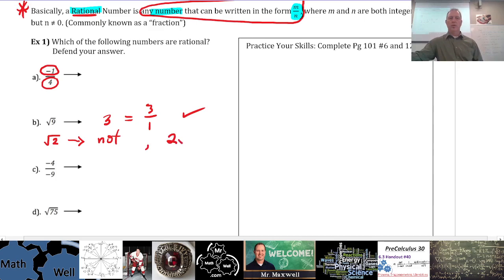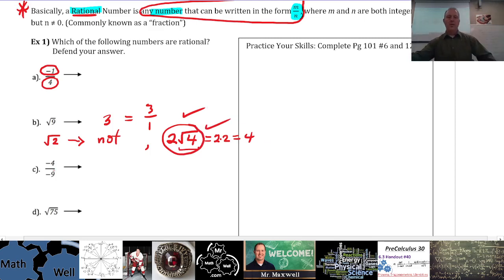this one? 2 root 2. Now let's say 2 root 4. Now, you can look at this 2 different ways. You can say, oh, there's a root in there, but root 4 simplifies, right? So this is the same as 2 times 2, which is 4. So that one definitely is.